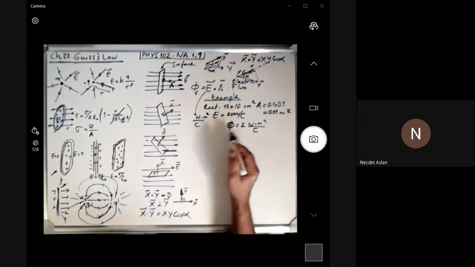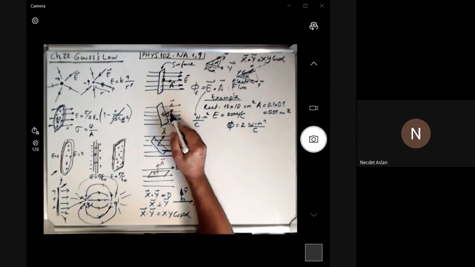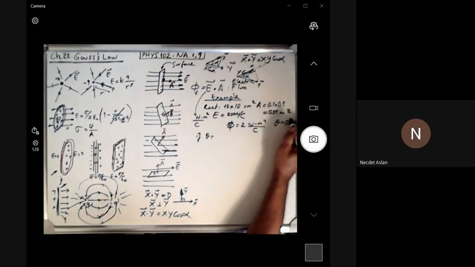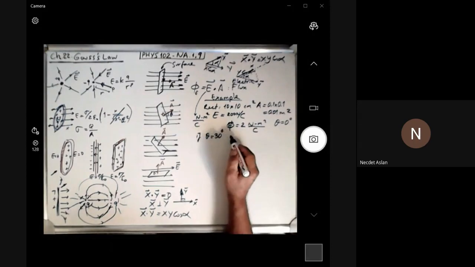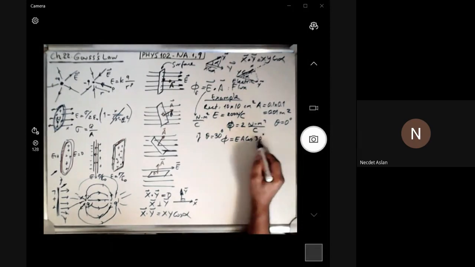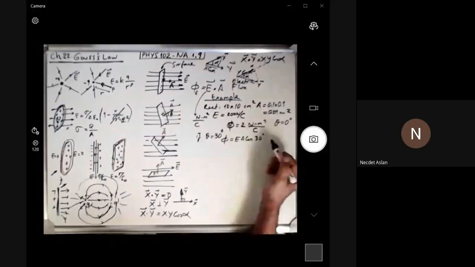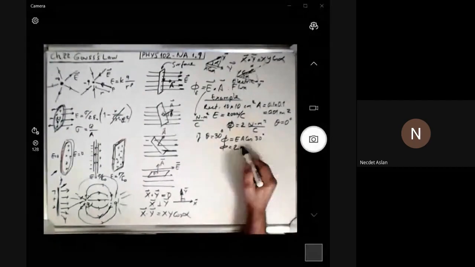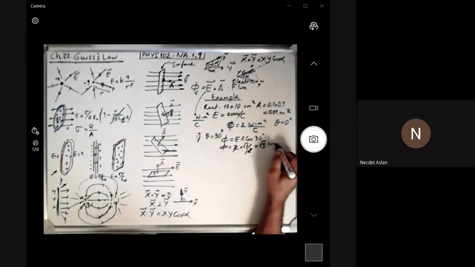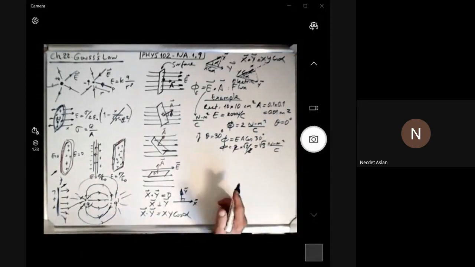Anyway, now let's assume that the angle is theta. In this example, the angle is 0, right? Theta was 0 degrees. But if the angle is 30 degrees, then the flux is given by E times A times cosine 30 degrees. So phi will be equal to 2 times cosine 30, which is square root of 3 over 2, and it's just square root of 3. And the unit is again Newton meter squared over coulomb. So this is the first example that we solved.